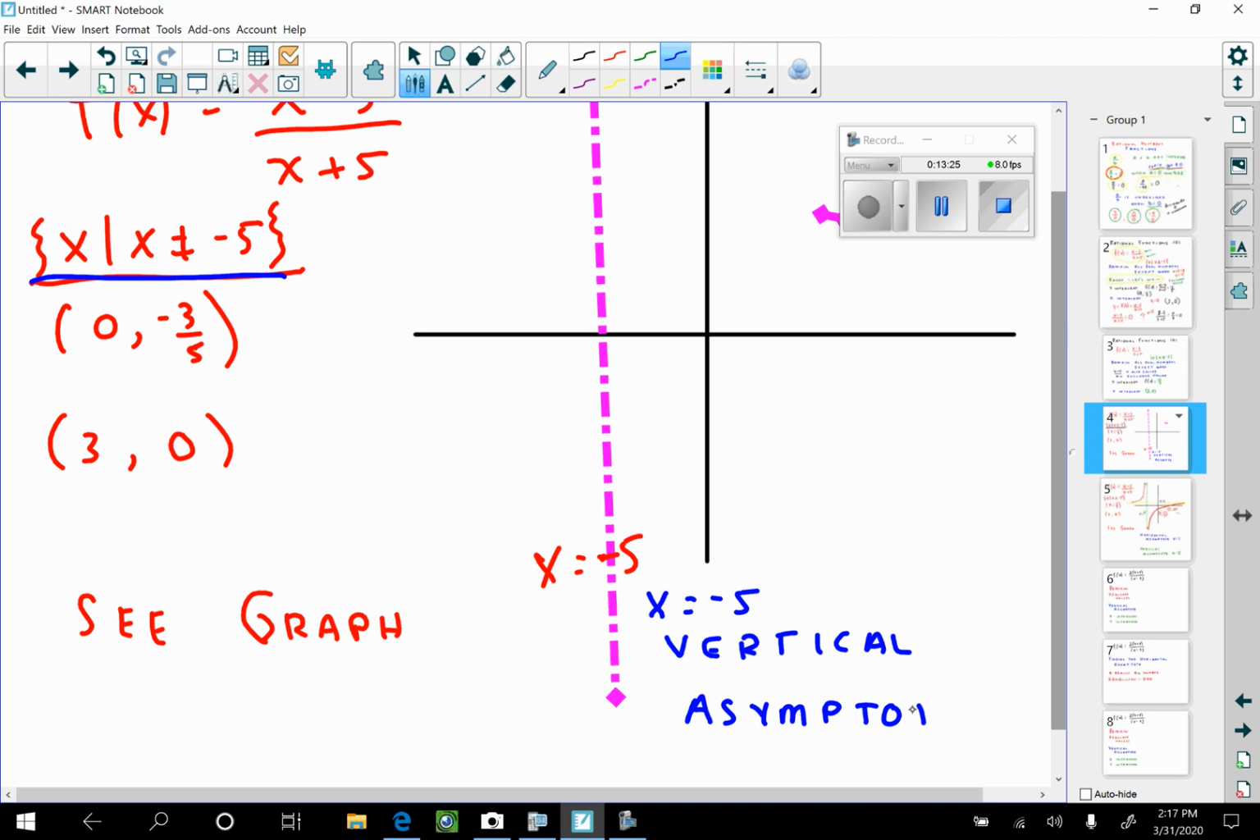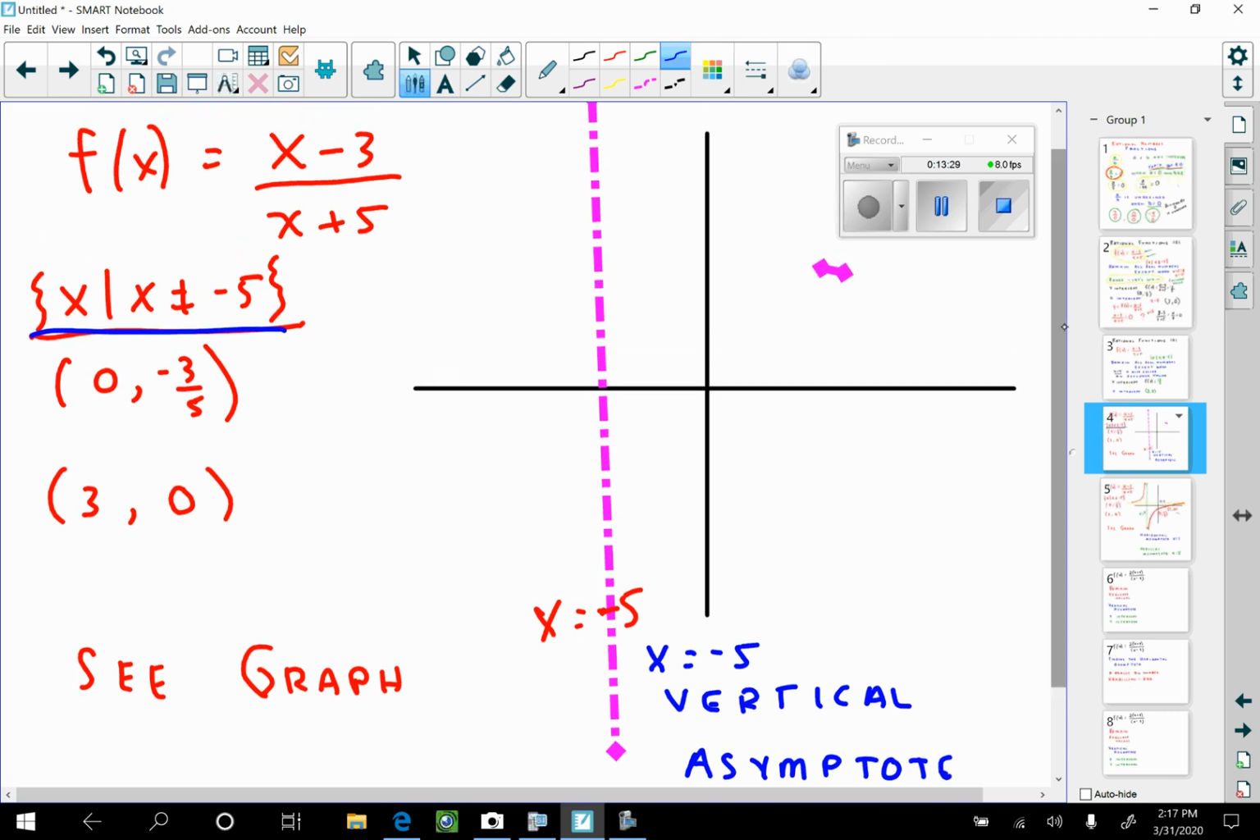Really, you're going to come to find out that this stuff is pretty straightforward. What I'm going to do is graph what I know, 0, -3/5 right here. That point right there is 0, -3/5. And one thing I'm going to tell you is that a graph cannot cross a vertical asymptote. I'm going to plot this 3, 0. And the other thing I'm going to state here is that that graph is not going to cross the x-axis again. If I look at my graph, here's what it's going to look like.